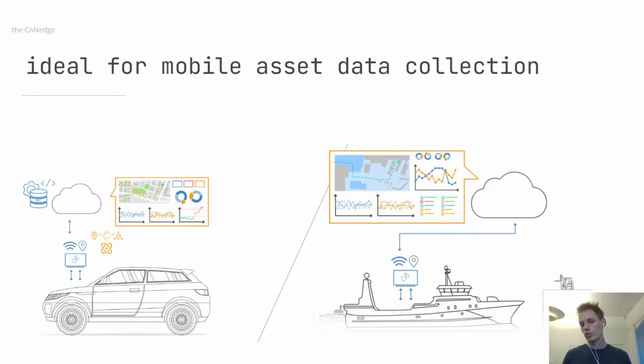It's also ideal for use cases like maritime vessels, where you're moving in and out of range or in and out of cellular coverage. When you're within coverage, the data is offloaded. When you're far from shore and out of coverage, data is accumulated on the SD card.